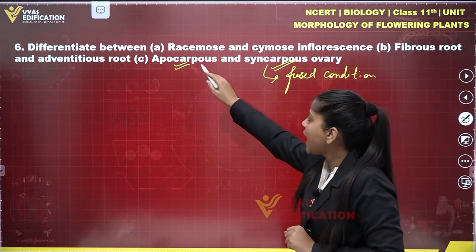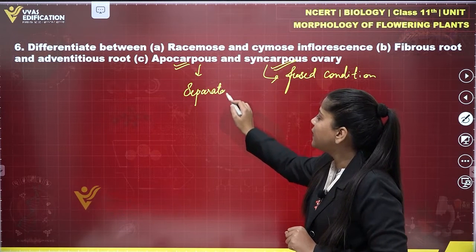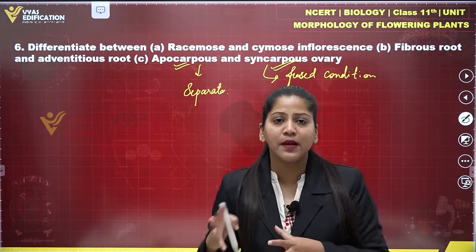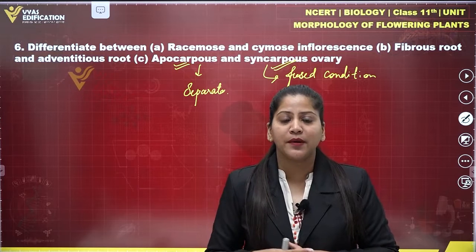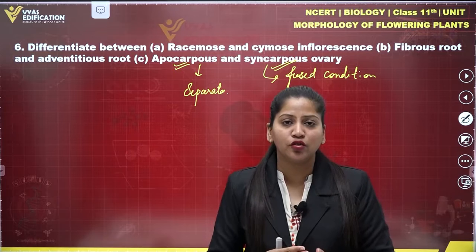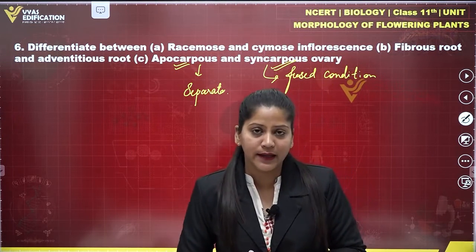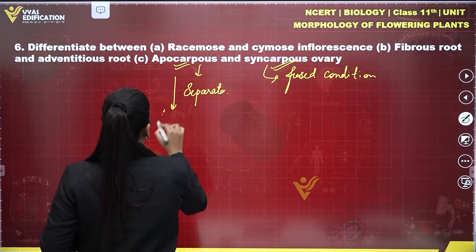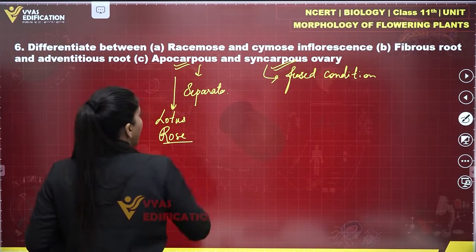Whereas in apocarpus they are separate from each other. In both the conditions, the carpels are present more than 2 in number, but apocarpus condition or apocarpus ovaries are when the carpels are present more than 2 in number but are not fused with each other. They are present separately. Example for this apocarpus condition we have is lotus and rose.